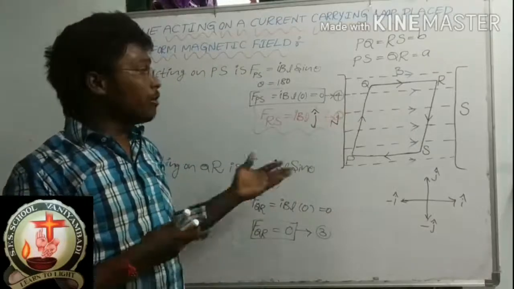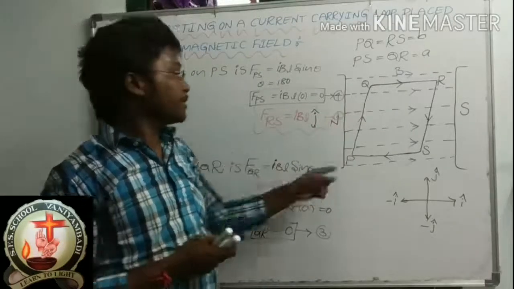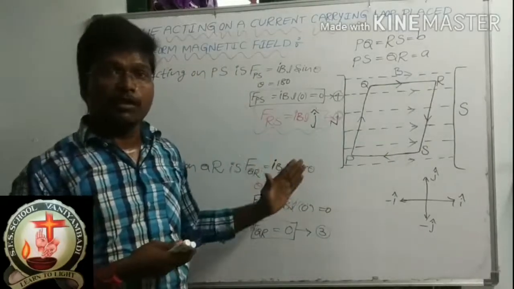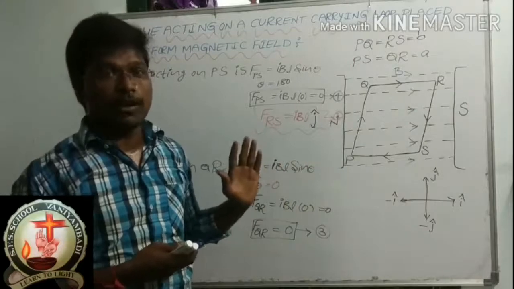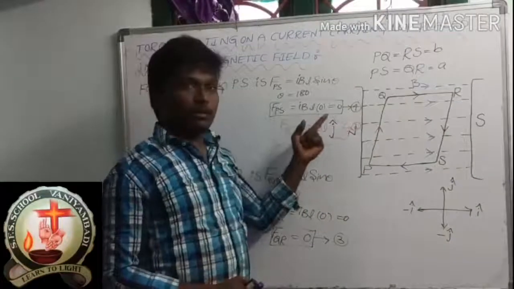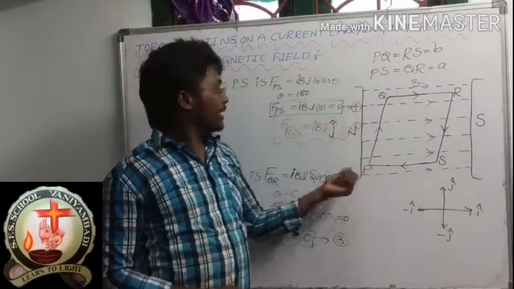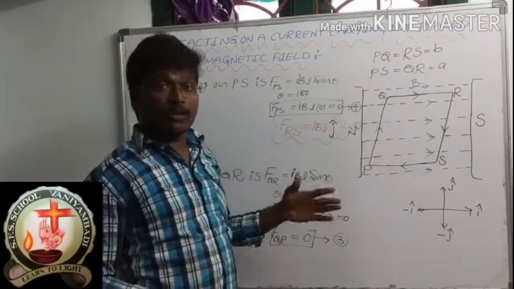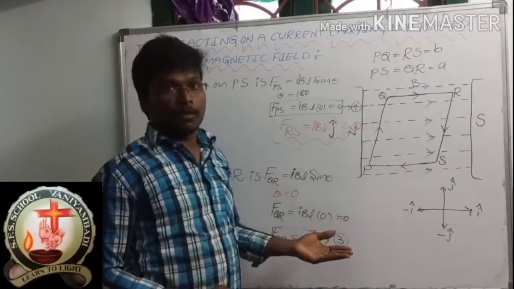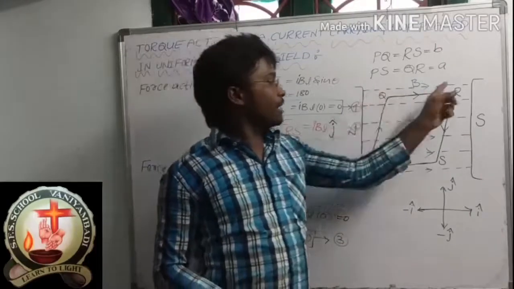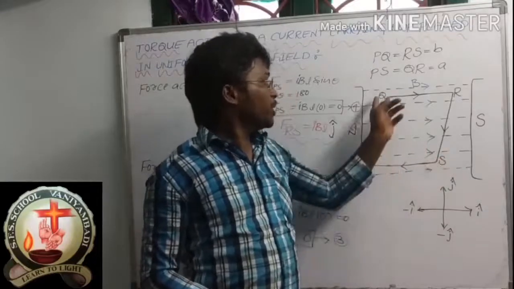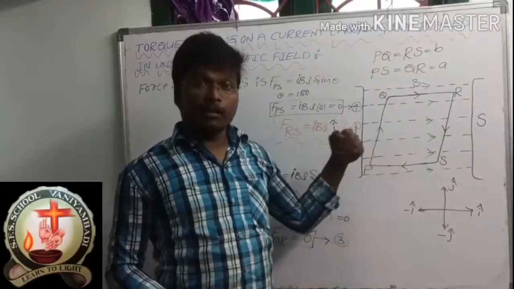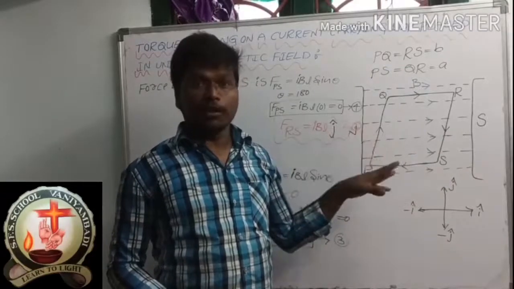So we found now 4 forces. Force acting on this one, this one, this one and this one. 4 equations, 4 expressions I found of the force. So this is the fourth expression of the force acting on the current carrying conductor PS. Like this, force is acting on the four conductors individually: PQ, QR, RS and SP.